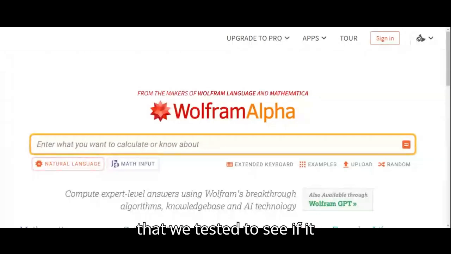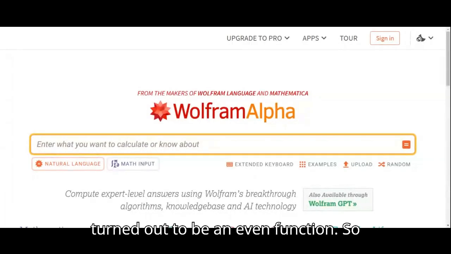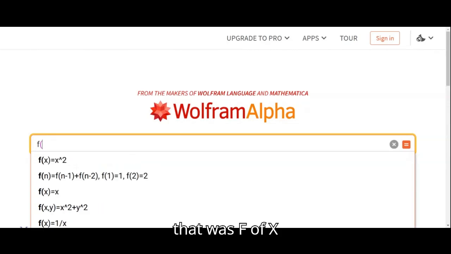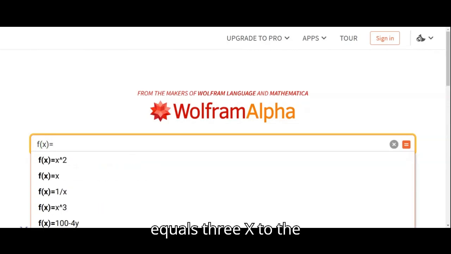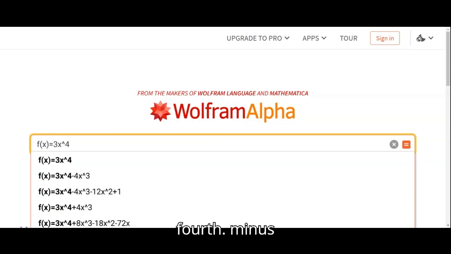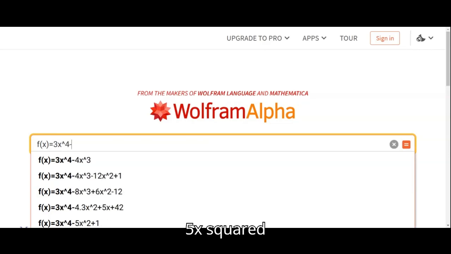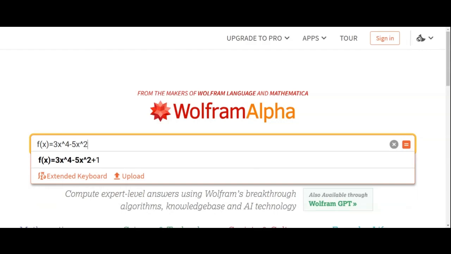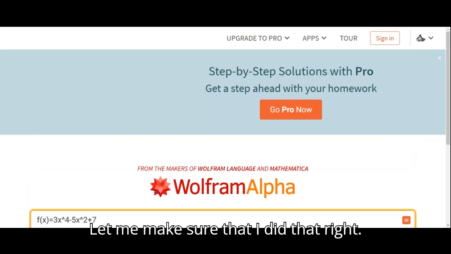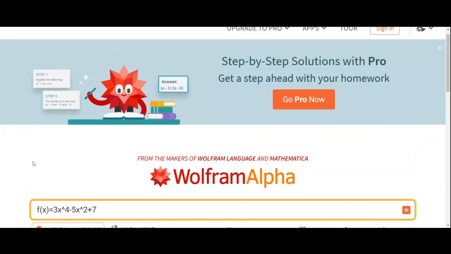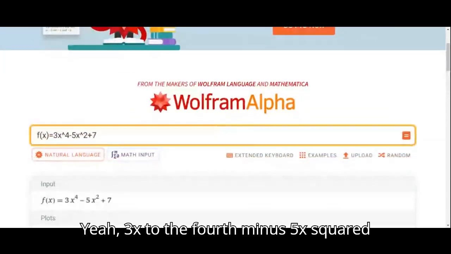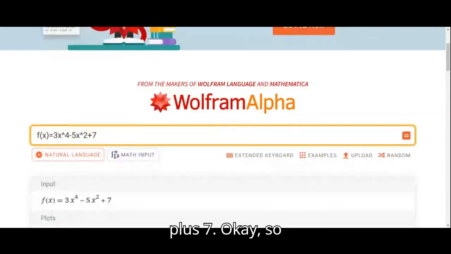Okay, so I'm gonna put that function in that we tested to see if that turned out to be an even function. So that was f of x equals 3x to the fourth minus 5x squared plus 7. Let me make sure that I did that right. Yeah, 3x to the fourth minus 5x squared plus 7.